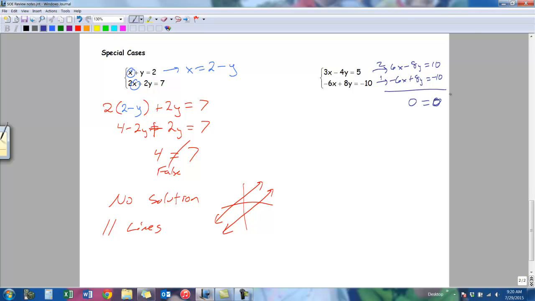That's a 0. Now, just like the last example, the variables eliminated. However, our remaining equation is true. 0 is equal to 0. Now, once again, if you were to solve for y and graph these, graphically, these would turn out to be the exact same line. So if the variables eliminate and it's true, that means there are infinite solutions because they are the same line.